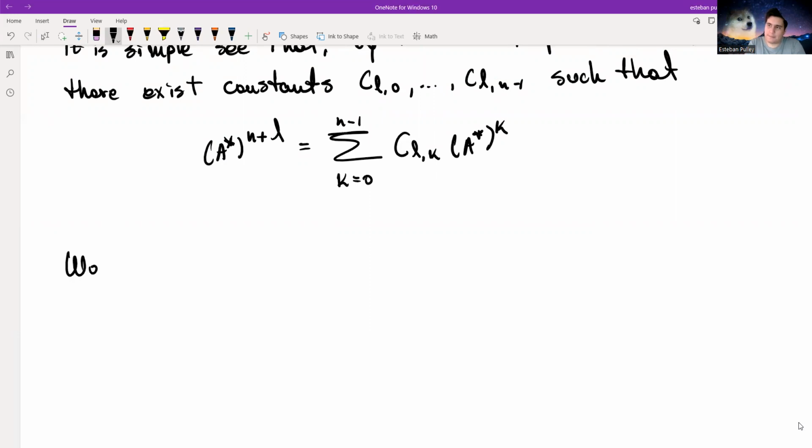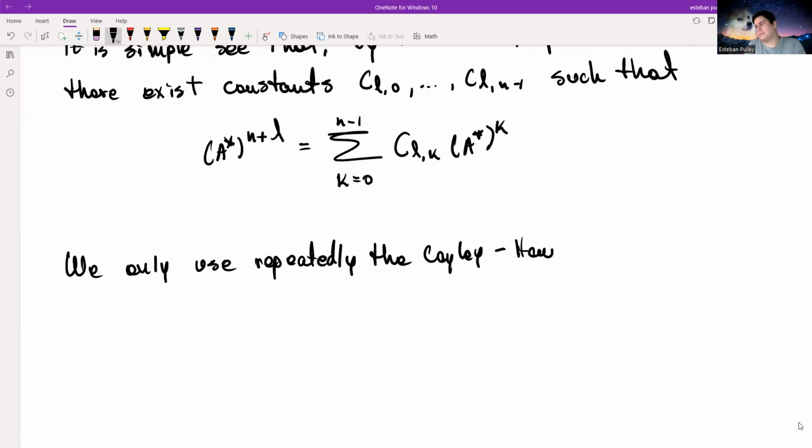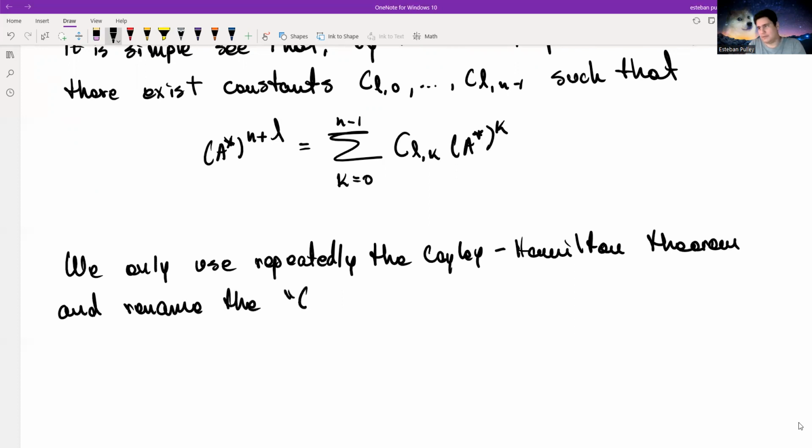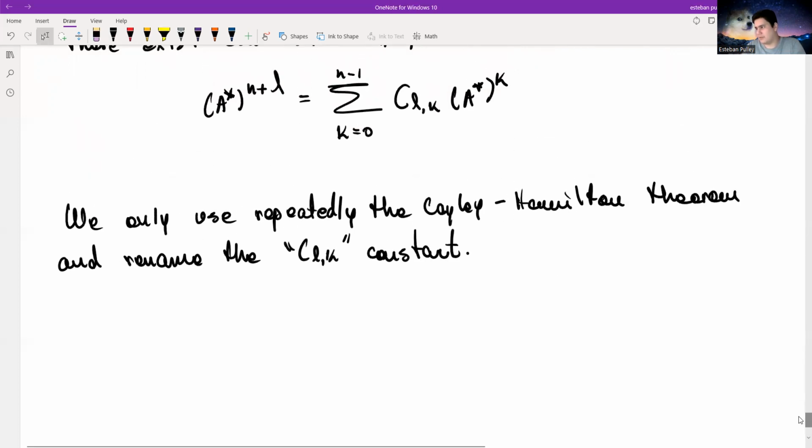Well, this is simple because we only use repeatedly the Cayley-Hamilton theorem and rename the c_{L,k} constants. When L is equal to 0, it is only the use of the Cayley-Hamilton theorem, and we prove it.